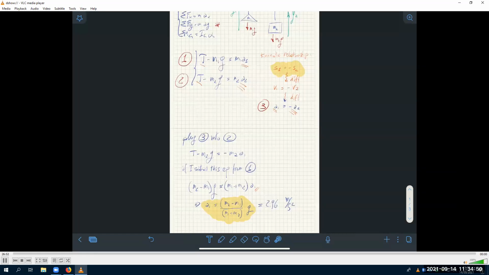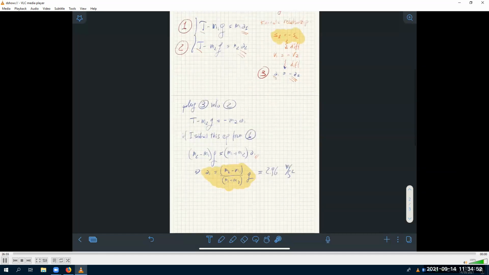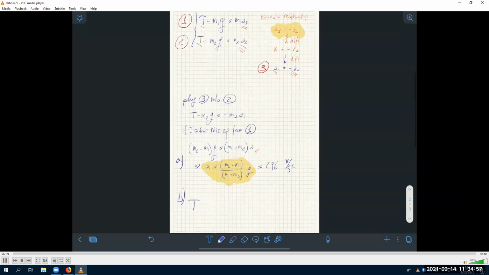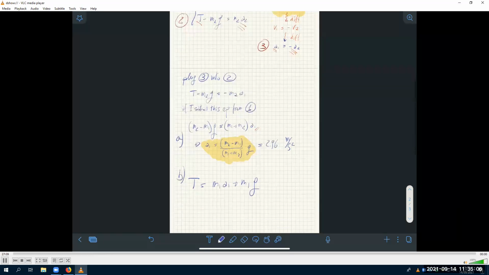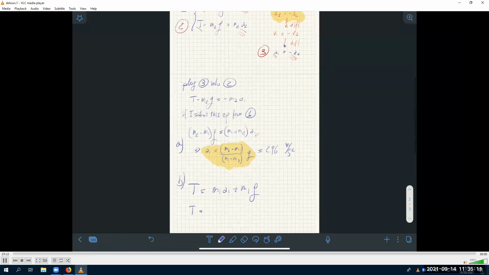All right, this was part A. Part B asks, what is T? Well, I can say that T equals M1A1 plus M1G. But T is also equal to, if I take equation 2, T is also equal to minus M2G minus M2A1. Yes.